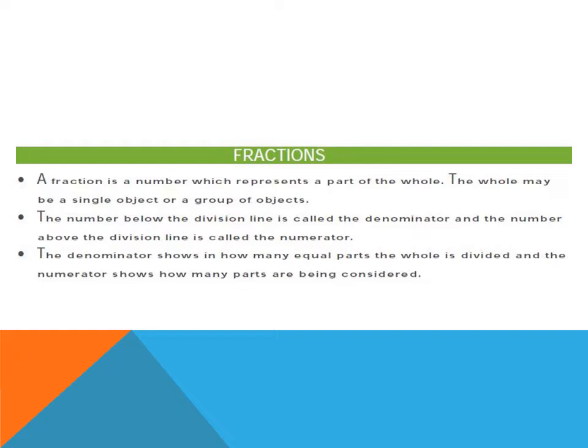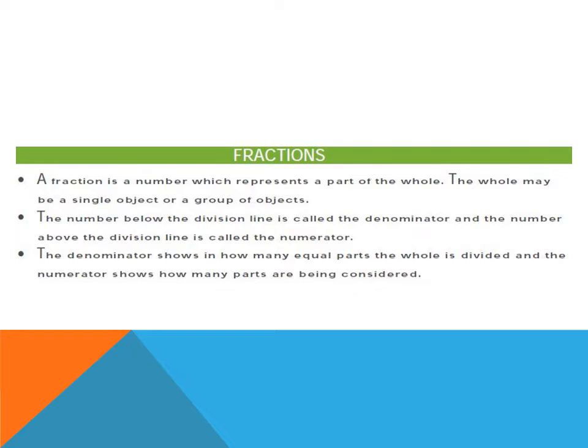The number below the division line is called denominator and the number above the division line is called the numerator. This much we have already learned in our previous classes. The denominator shows in how many equal parts the whole is divided, and the numerator shows how many parts are being considered. For example, again, let us say I have a pizza.